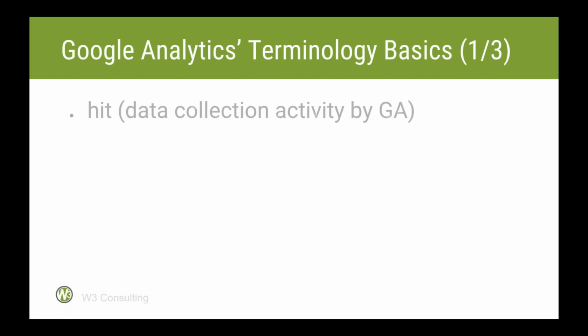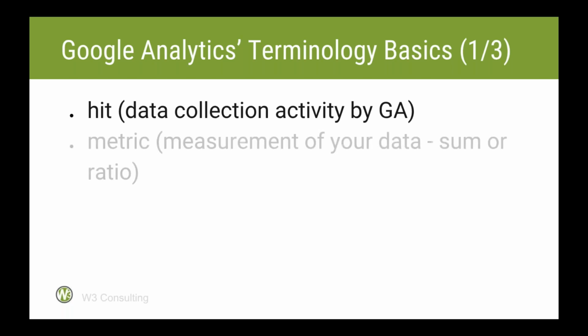Okay, so number one is a hit. A hit in Google Analytics is basically any data collection activity that happens. So when someone does something on your website and they interact with your website in some way, shape, or form, that's a hit, period. Any data collection that Google Analytics does, it considers a hit.